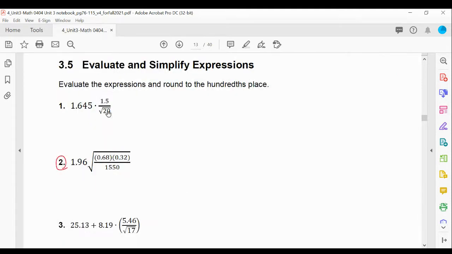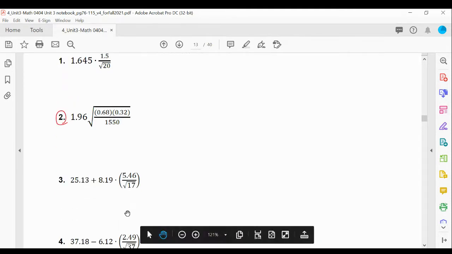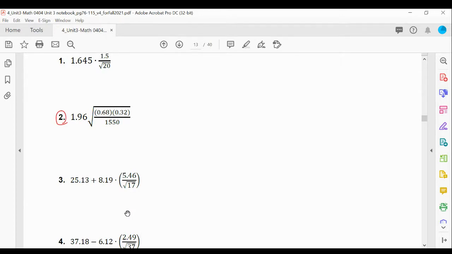Your instructor might ask you to upload the other missing ones that you don't have here, that we won't have time to complete. So question number 2, let's start with the order of operations. I know it's PEMDAS, right? But here we have a square root, so I need to start with what's inside the square root. And on the inside of the square root, I have the numerator first that I have to complete. So let's go ahead and multiply 0.68 times 0.32 in the inside of the square root.